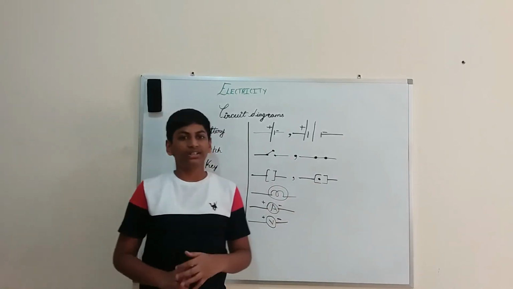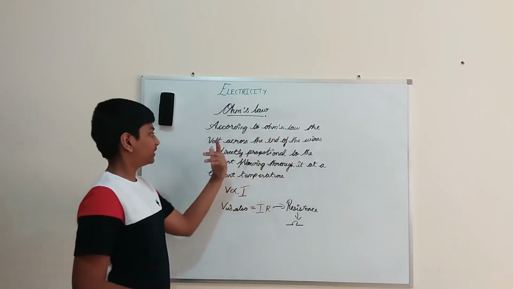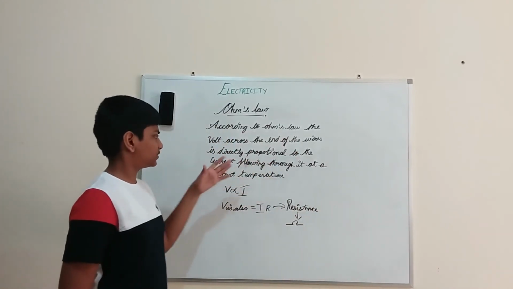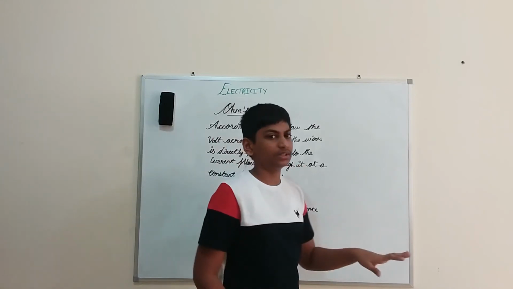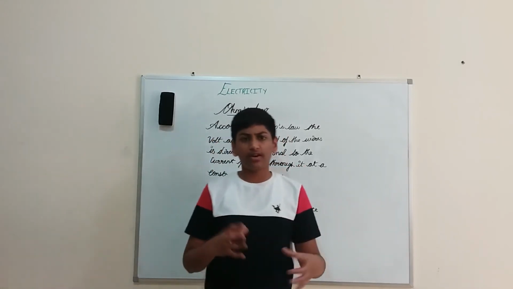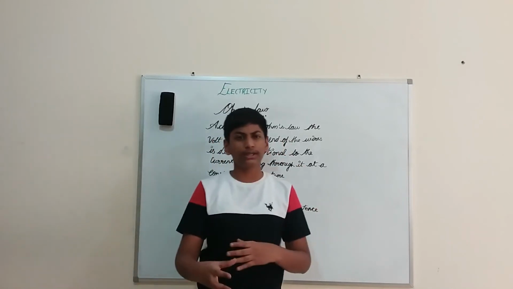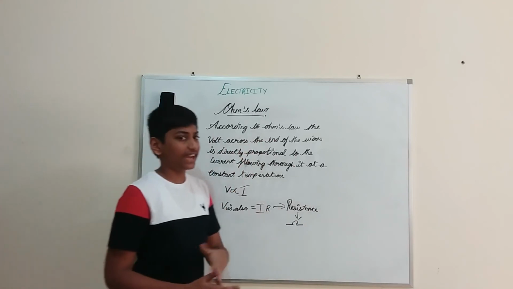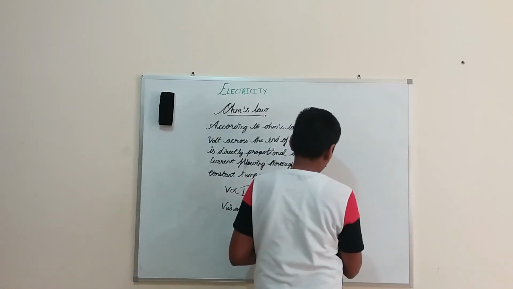Now let's see what Ohm's law is. So what is Ohm's law? According to Ohm's law, the volt across the end of a wire is directly proportional to the current flowing through it at a constant temperature. So Ohm, the scientist who made this law, says that the potential difference, the volt across the end of a wire, is proportional to the current. Suppose there's a wire like this.